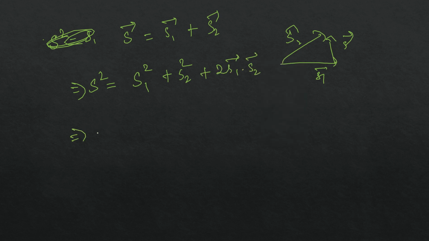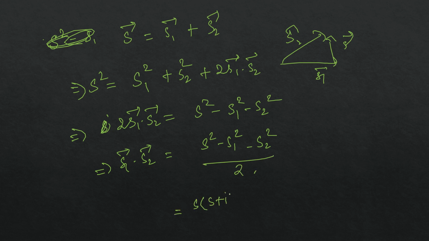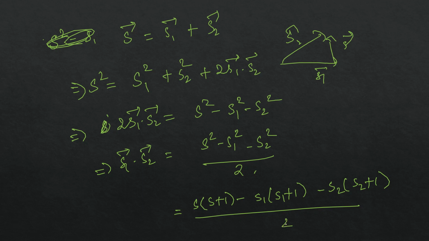Now 2 s1 dot s2 is equal to s square minus s1 square minus s2 square. So s1 dot s2 is equal to s square minus s1 square minus s2 square, whole divided by 2, which is equal to s into s plus 1 minus s1 into s1 plus 1 minus s2 into s2 plus 1, whole divided by 2, and there will be an h cut square. Did you get it? Okay.